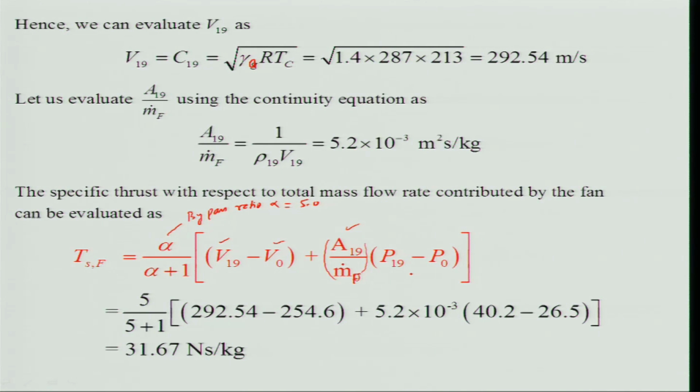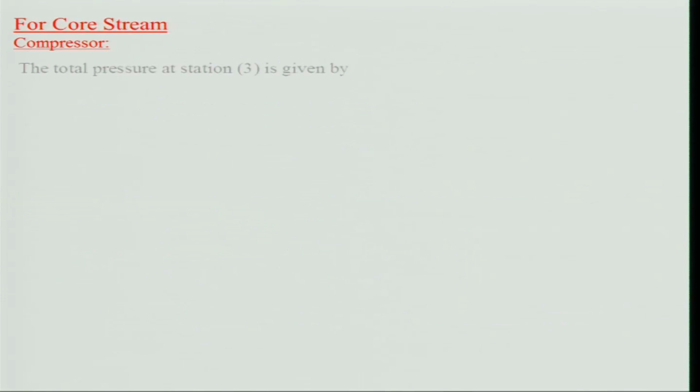We have already evaluated this, P19 by P naught. So, if you look, P19 we know and P naught we know, because P19 is higher than P naught in this case. When you substitute these values, you will get 31.67 Newton second per kg. I think this will be kilo Newton second per kg.